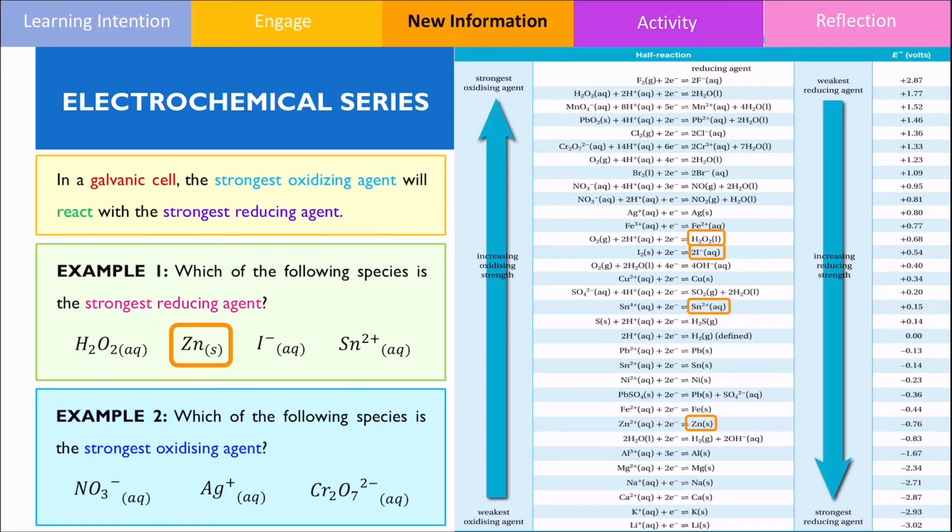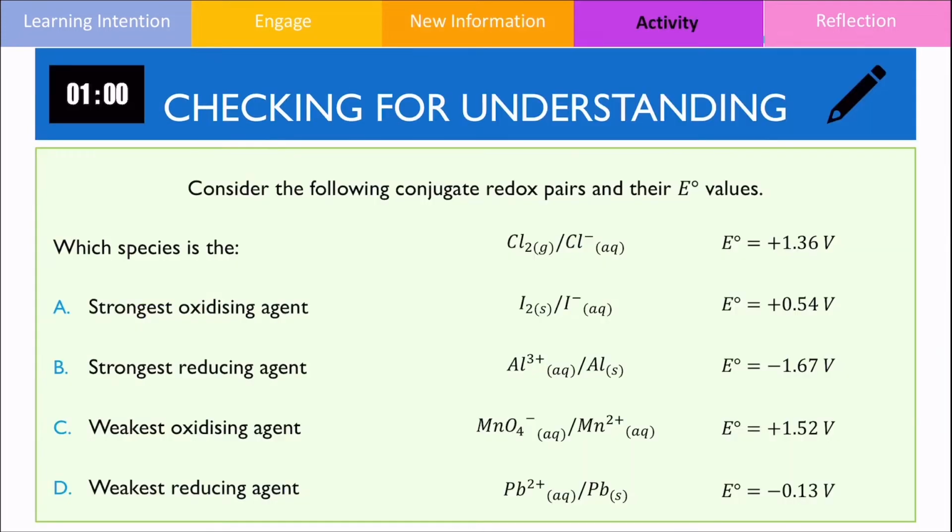The strongest oxidizing agent is found on the top left side of the electrochemical series. As a result, we can see dichromate is the strongest oxidant out of these 3 options. I would now like you to practice at using the electrochemical series. Please pause the video and have a go with this question.